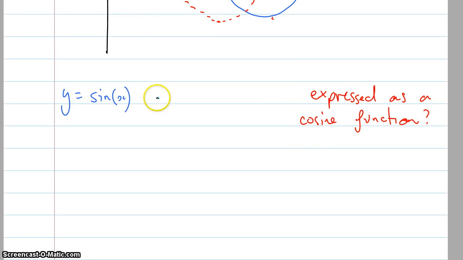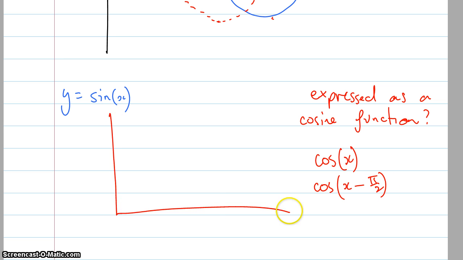So it was cos x, and now if I want to make it the equivalent to sine x, I'm going to make it cos of x minus pi on 2, because I'm moving it to the right pi on 2. So if I want to convert that to that, I have to move it by a quarter of a period to the right.